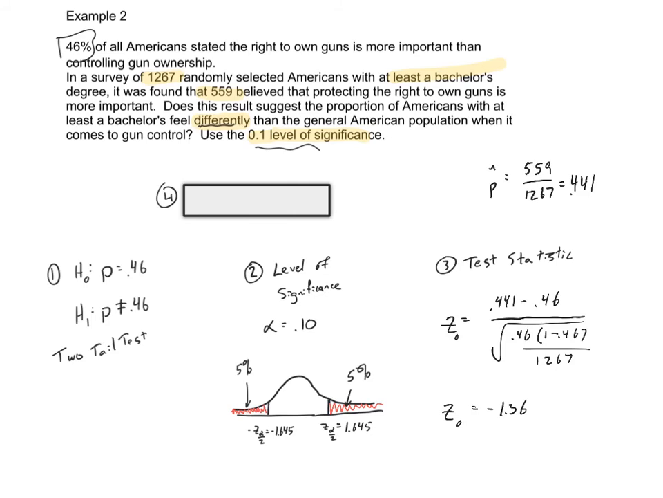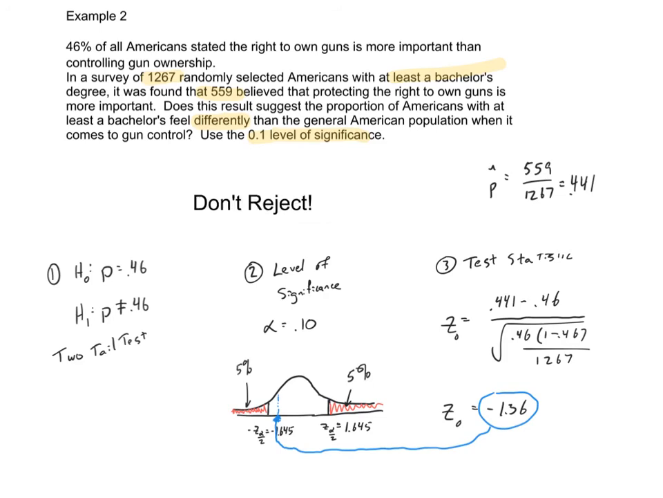Negative 1.36. Okay, so what does that mean? I take that negative 1.36, bring it over to my distribution. Where does it fall? It's past that. We keep going. It's probably right about there. There's my negative 1.36. It's not that extreme. It's not beyond the cutoff. So what does that mean? It means that we do not reject the null hypothesis. That's what it means. Don't reject the null.